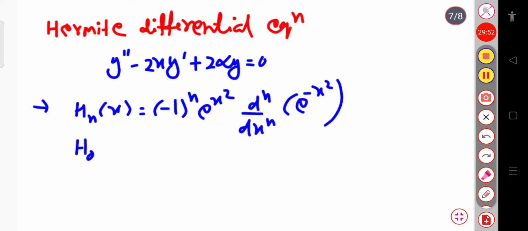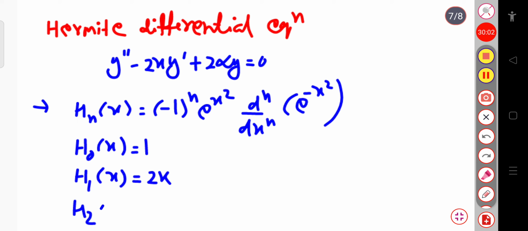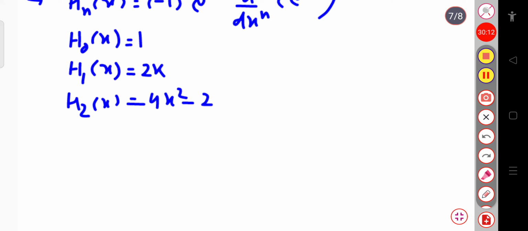Or simply from this we can calculate H0 of x equal to 1. These are important, direct questions can be asked. H1 of x equal to 2x. Similarly, H2 of x equal to 4x square minus 2. This is 4x square minus 2. And H3 of x equal to 8x cube minus 12x.